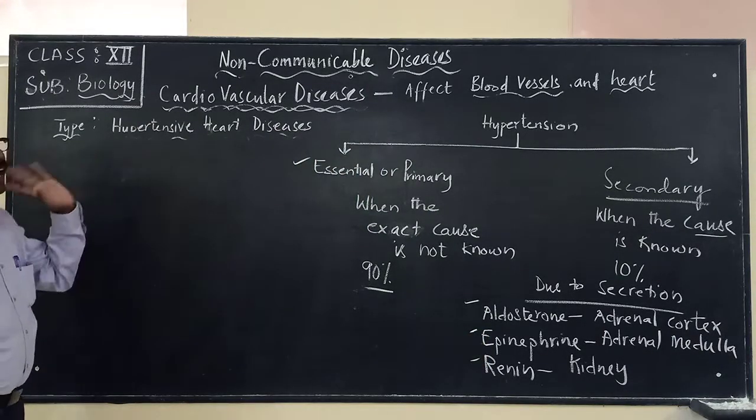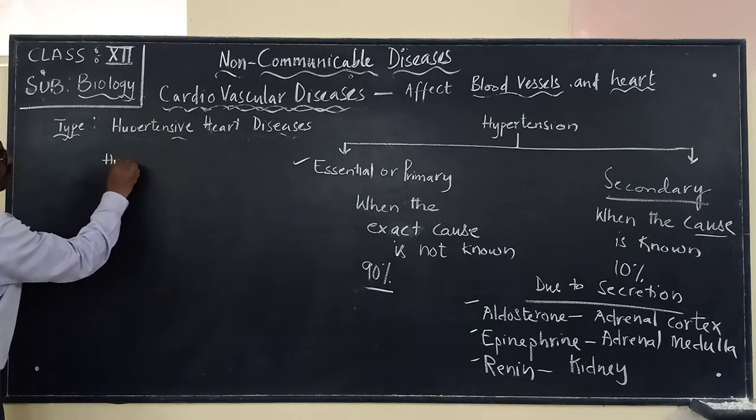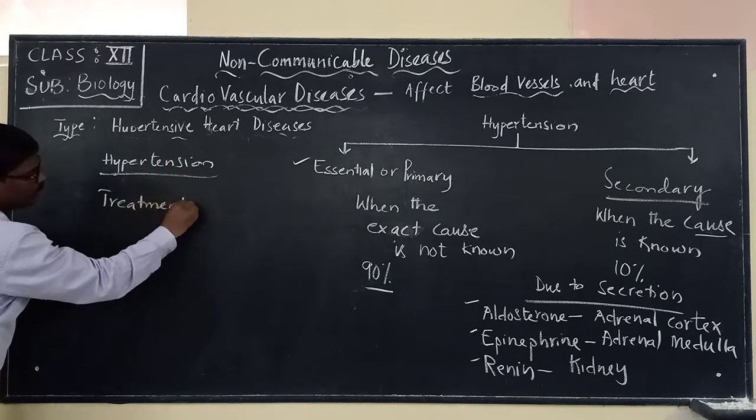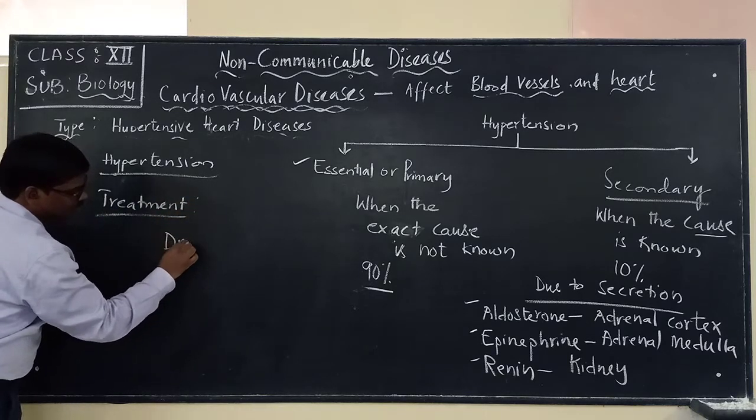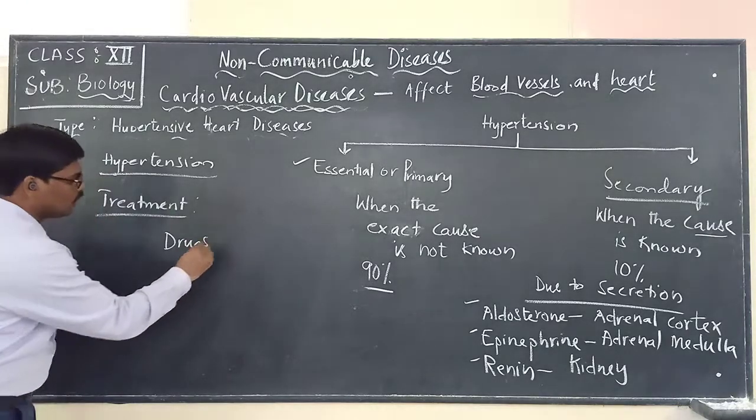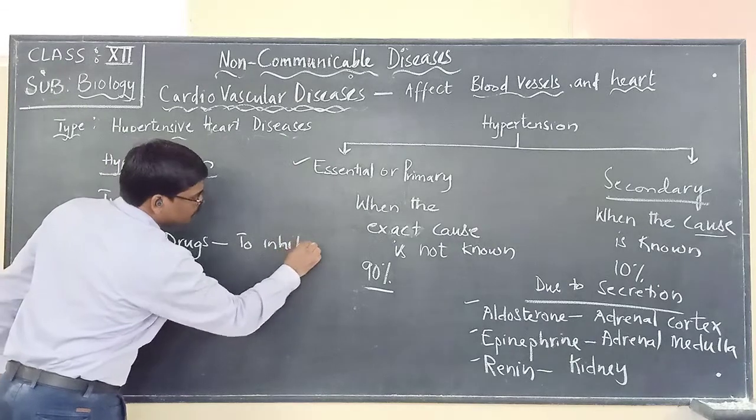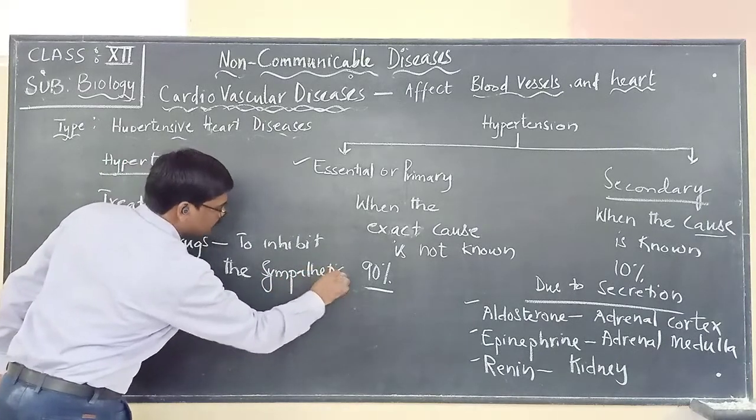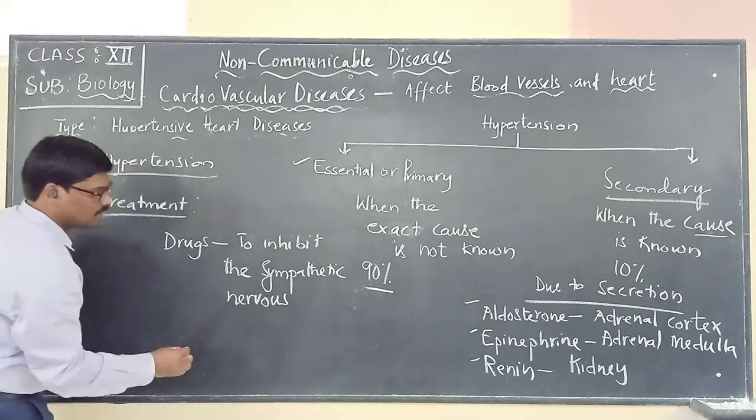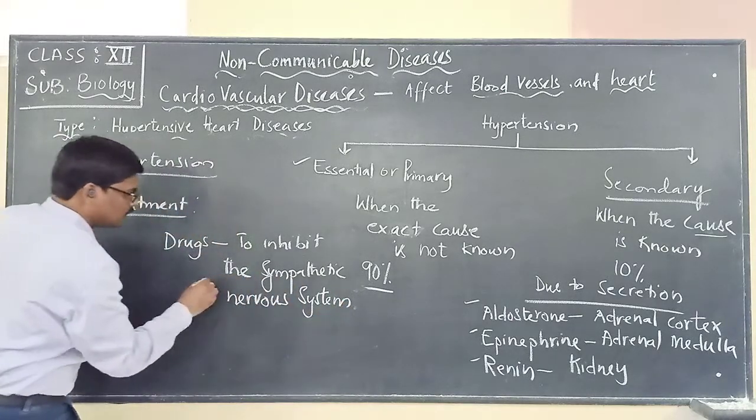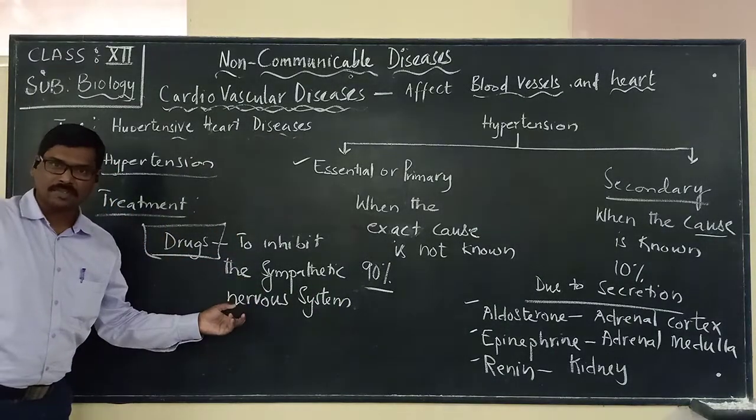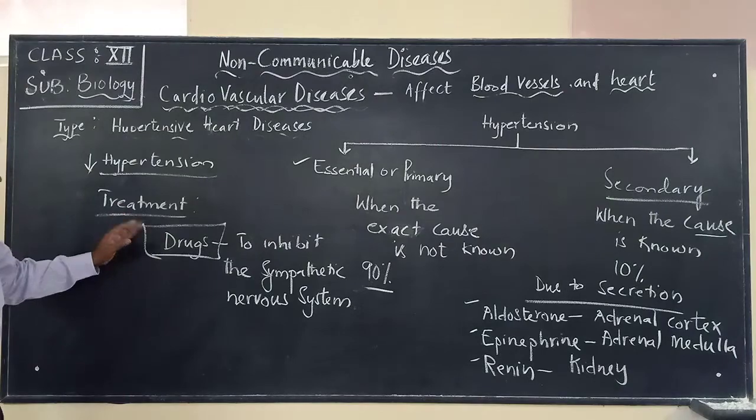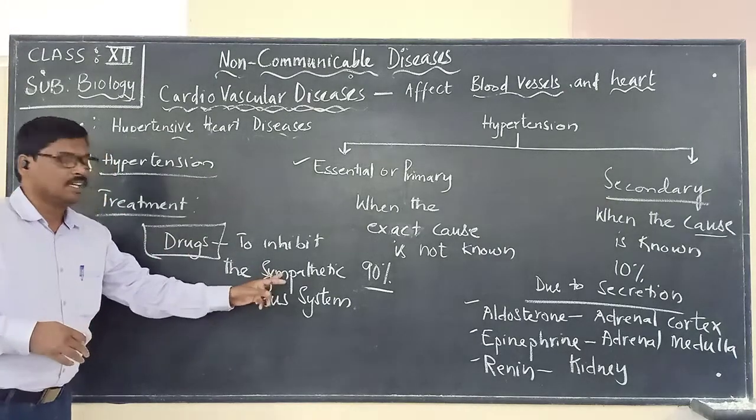So what is the treatment for hypertension? If you are looking at the treatment, they administer many drugs, means medicines are given to inhibit the sympathetic nervous system. These drugs inhibit the sympathetic nervous system, and in turn it will reduce the hypertension, means there will be a decrease in the hypertension because of the use of drugs which act upon the sympathetic nervous system.